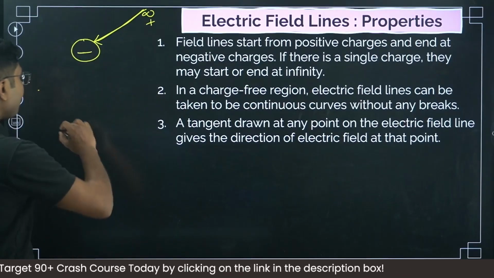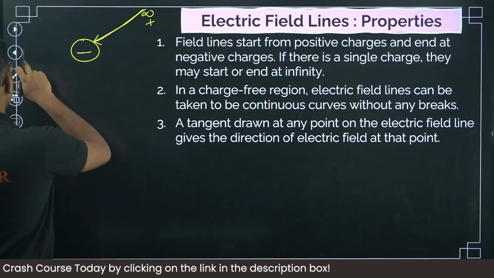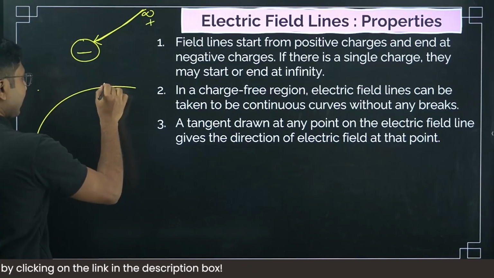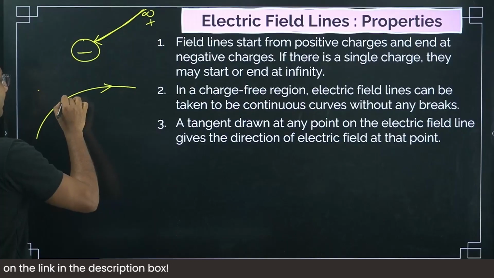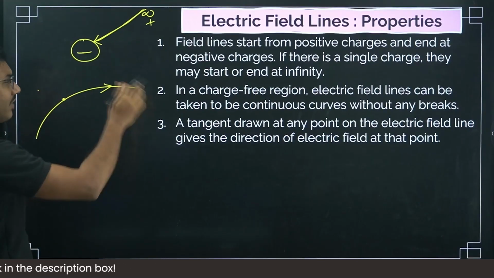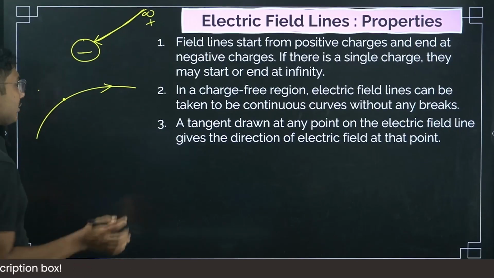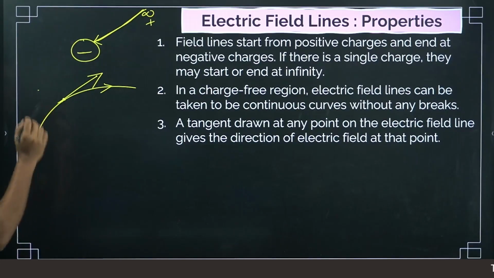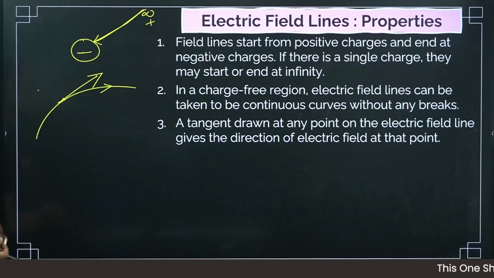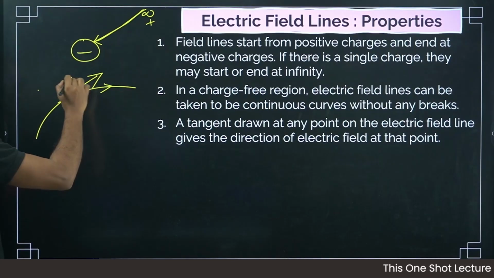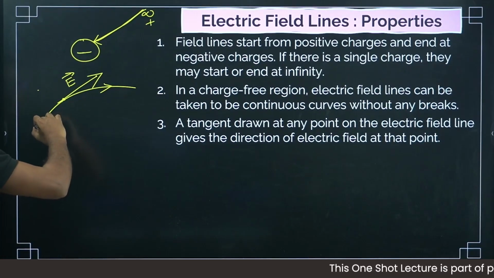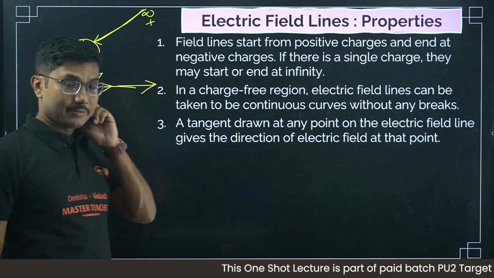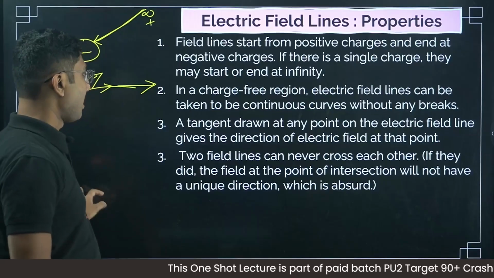Next, a tangent drawn at any point on the electric field line gives the direction of the electric field at that point. Suppose we have electric field lines, and I want to find the electric field direction at this particular point. This is a curved line, so how do we find the direction? If you draw a tangent at this point, that tangent represents the direction of the electric field at this point. At each and every point the direction can be different.